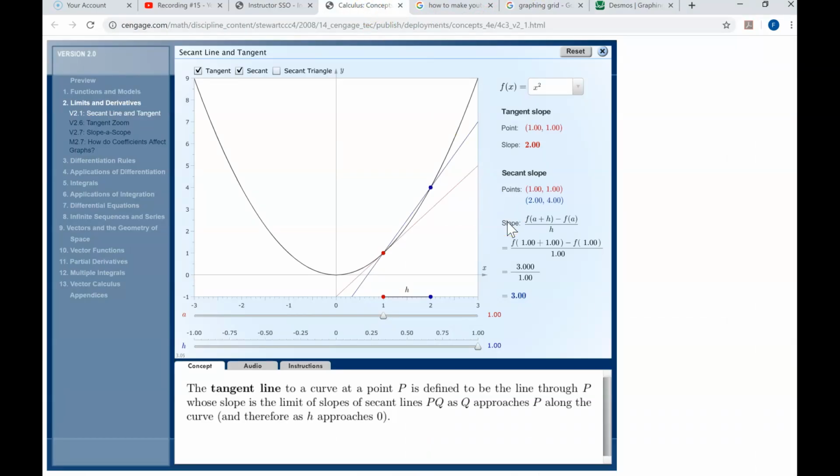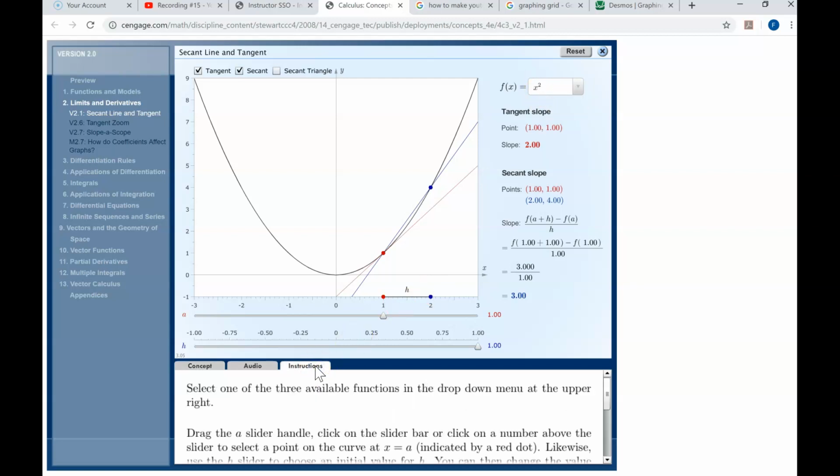Okay, so again, the tangent line to a curve at a point P is defined to be the line through P whose slope is the limit of slopes of secant lines PQ as Q approaches P along the curve, and therefore as h approaches 0. So remember, this was the example that we had. It was kind of similar to this, okay? And so we can look at different functions up here, but since we just looked at x squared, we'll go ahead and look at x squared.